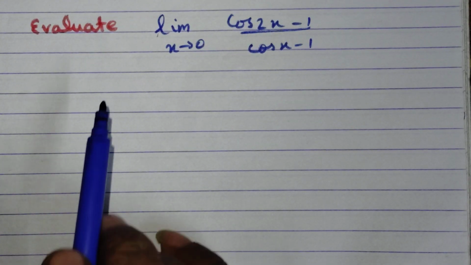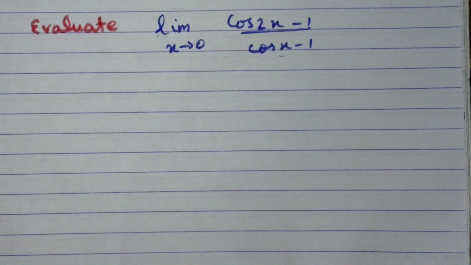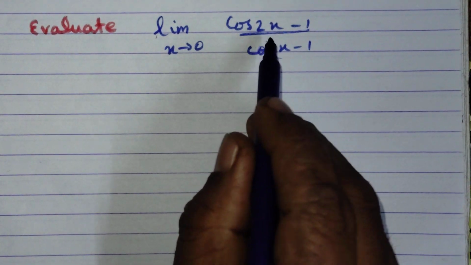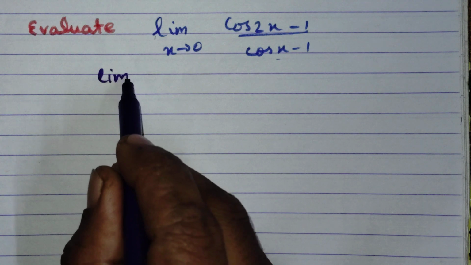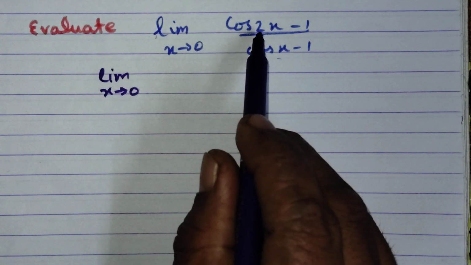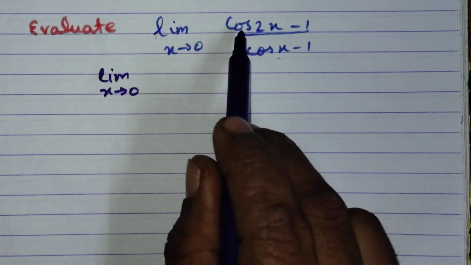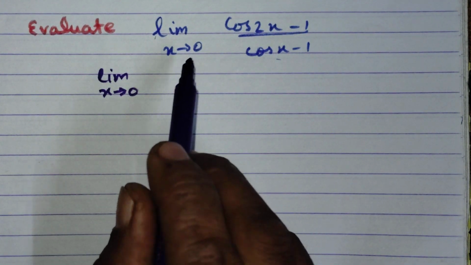So next problem, limit x tends to 0, cos 2x minus 1 upon cos x minus 1. This is also an NCERT problem. In this interesting problem, we use the cos 2x identity. Otherwise, when we replace x equal to 0, we get 0 by 0, because cos 0 is 1, so 1 minus 1 upon 1 minus 1. That means 0 by 0.